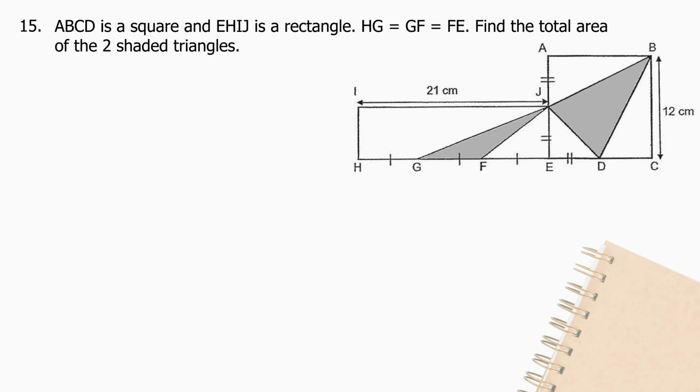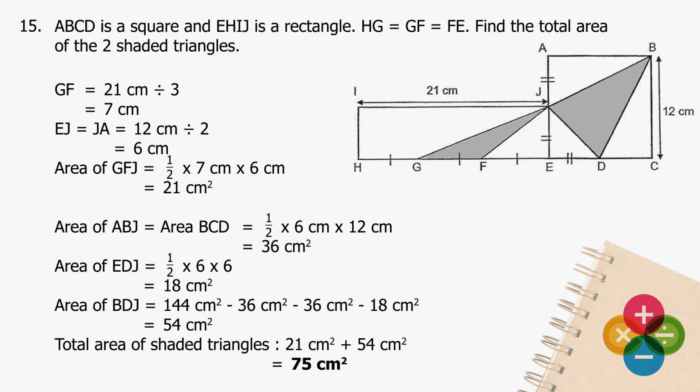Question 15. ABCD is a square, and EHIJ is a rectangle. HG is equal to GF is equal to FE. Find the total area of the two shaded triangles. The length of GF will be divide 21 cm by 3, and the quotient is 7 cm.